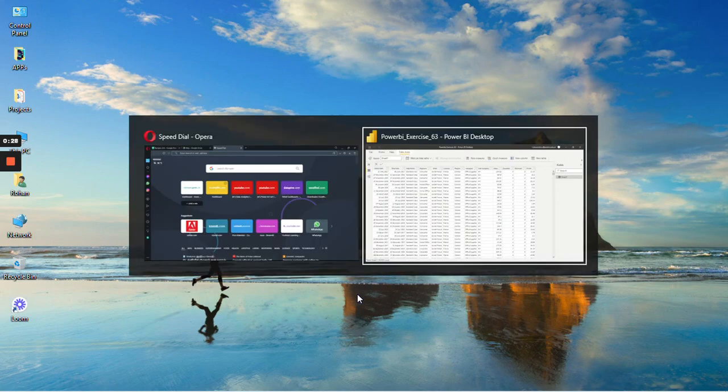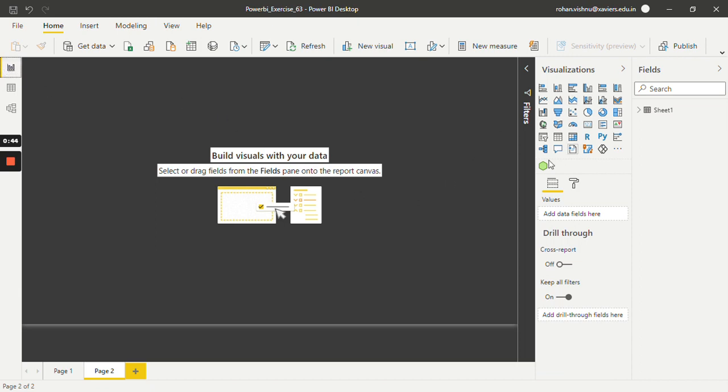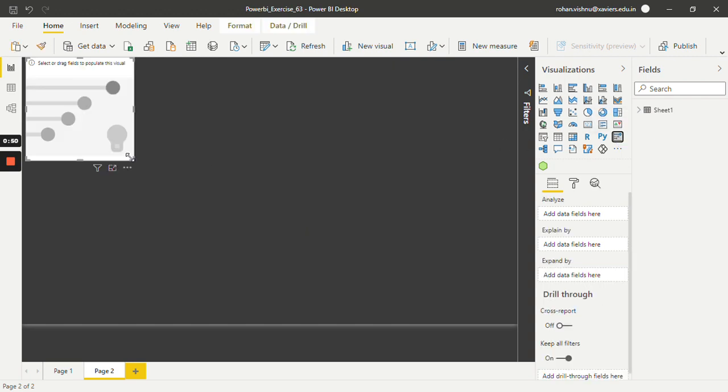So for this tutorial, I will be working with this online retail dataset. It has an entry for each transaction. Let's say we want to find out which category influences our sales. So for that, go back to the dashboard pane. In the visualization pane, we have one visual known as key influencer. Double click on this. It will get added into your report.